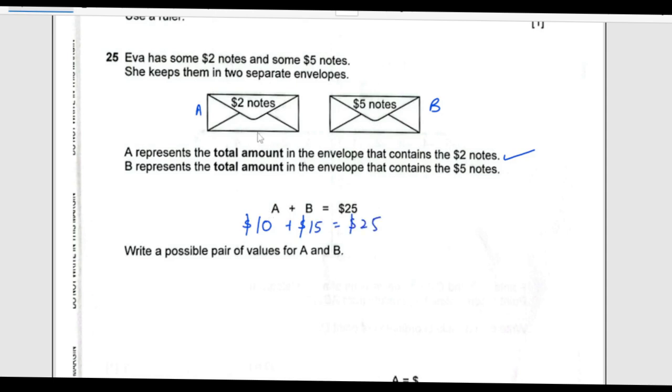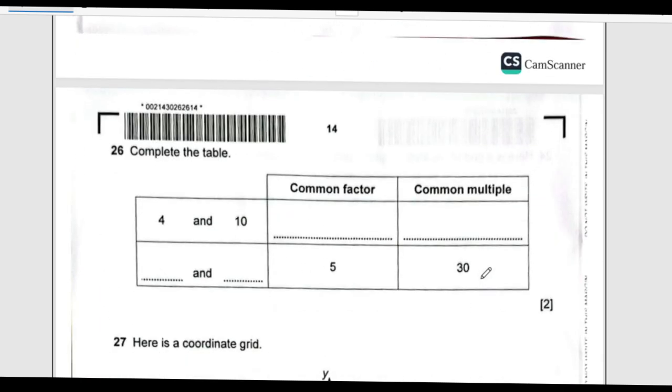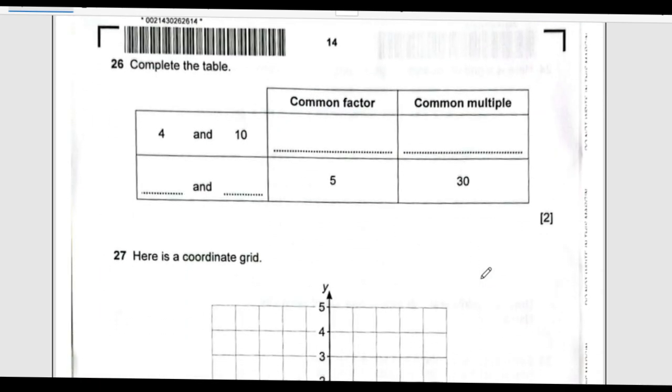So, if she has $2 notes, yeah, it can work. So, $2 times 5, it will make 10, and $5 times 3, it will make 15. So, we can write down here, A can have 10 and B can have $15, right. Now, number 26, complete the table.